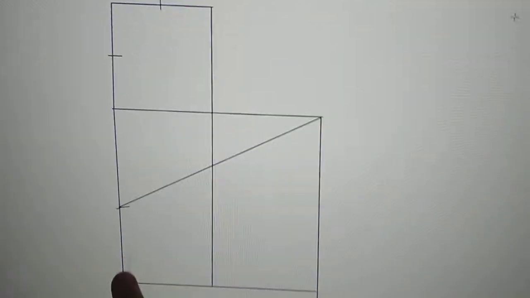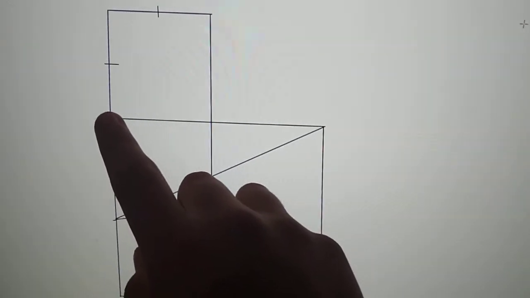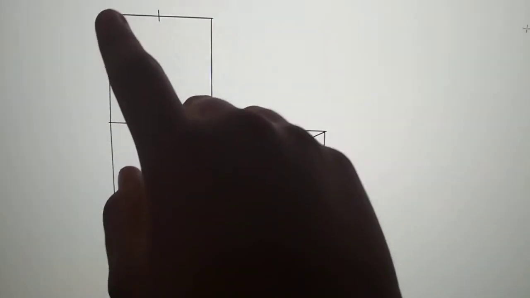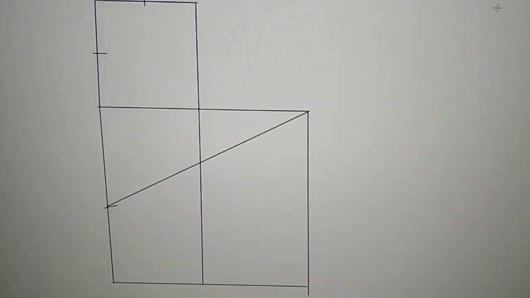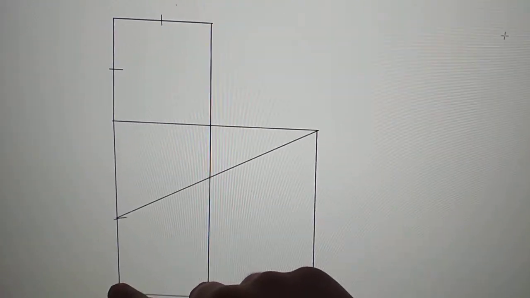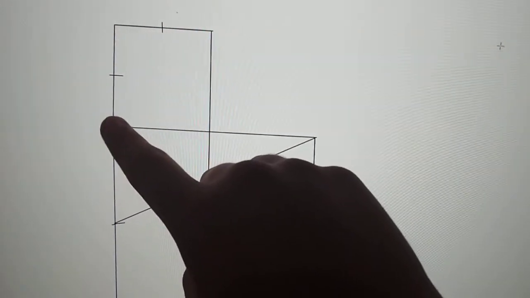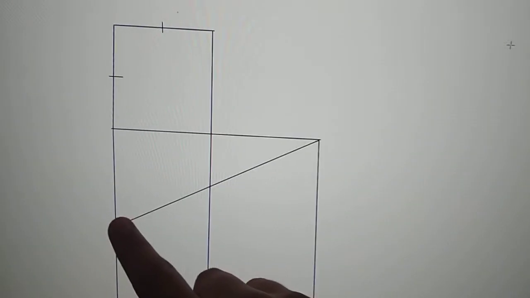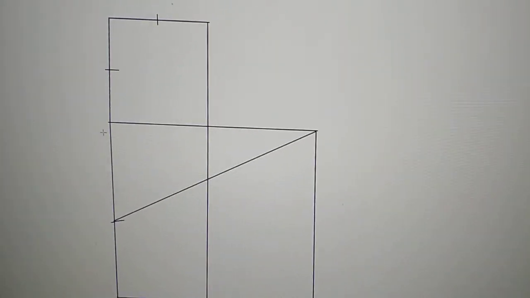So what do we have here? The rectangle contained by this and this plus the square on this is equal to the square on this. But we made this equal to this at the beginning. So what does it mean? It means that the rectangle contained by this and this plus the square on this is equal to the square on this. So what do we have now?